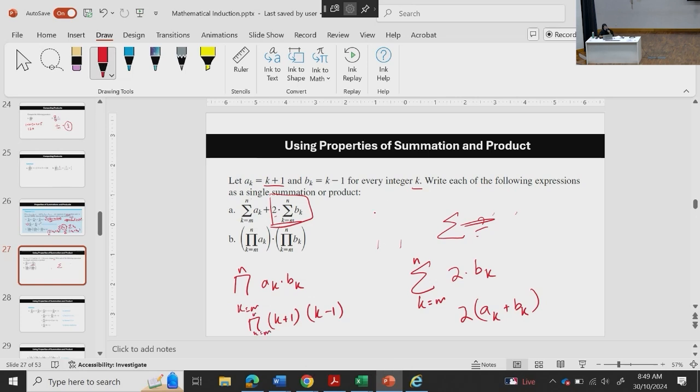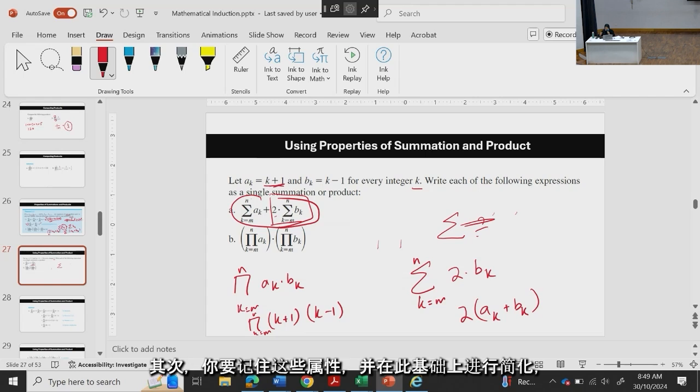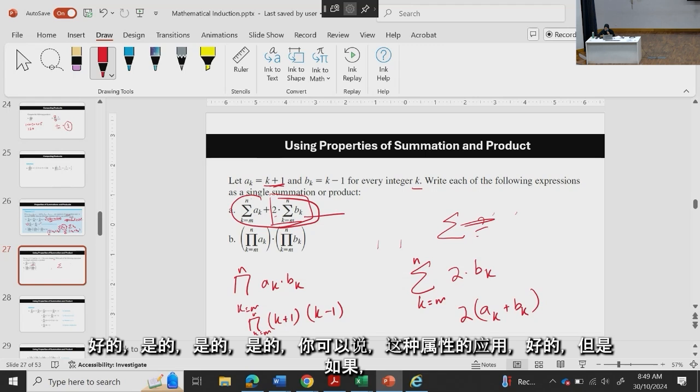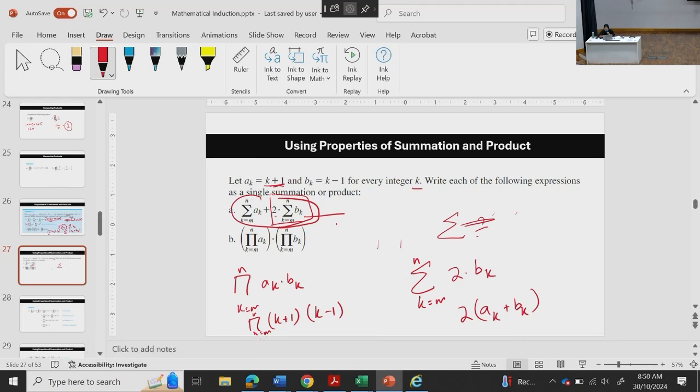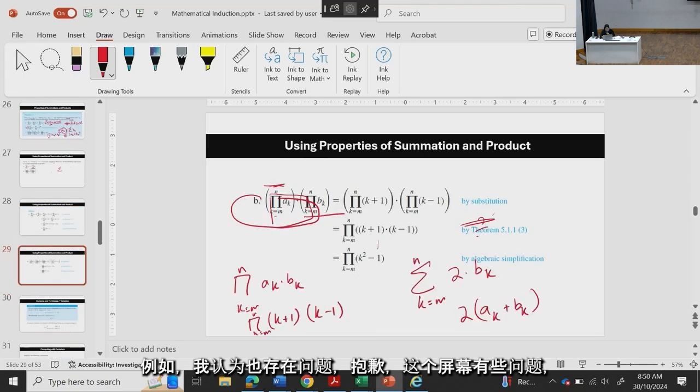Is it clear? This is just the application of properties. You just simplify this notation using the properties. It's not a question where you have to plug in values and calculate. Whatever is given to you in the question, you have to keep in mind. Second, you have to remember the properties, and based on that, you have to simplify. Just application of properties. But there are questions also.